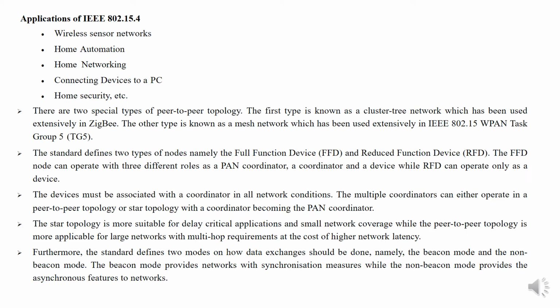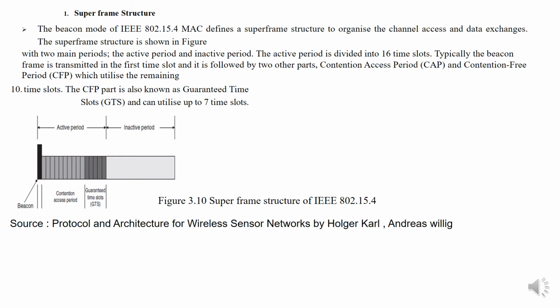Furthermore, the standard defines two modes on how data exchanges should be done, namely the beacon mode and the non-beacon mode. The beacon mode provides networks with synchronization measures, while the non-beacon mode provides the asynchronous features to the network. Superframe structure. In the beacon mode, IEEE 802.15.4 MAC defines a superframe structure to organize the channel access and data exchanges. The superframe structure is shown in the figure below with two main periods, the active period and the inactive period.